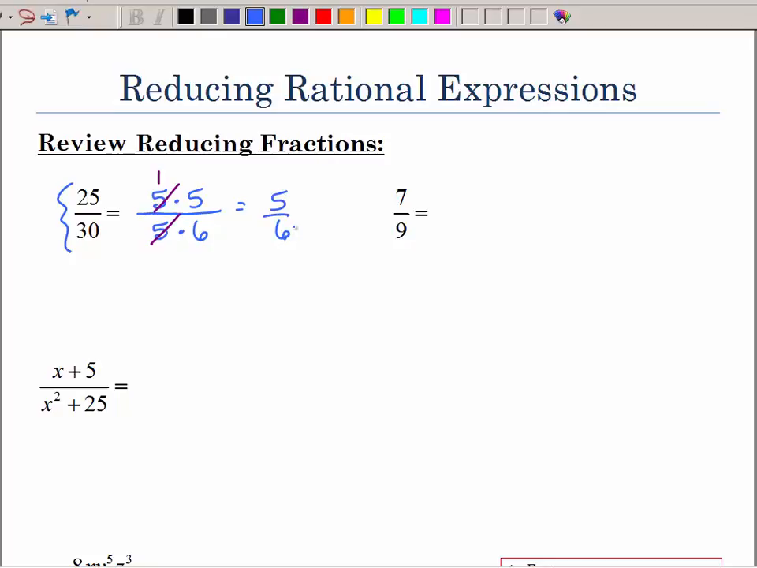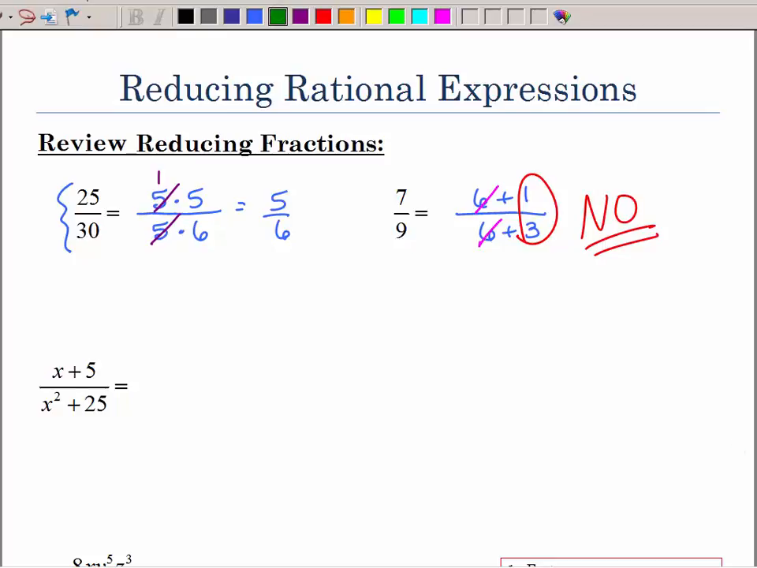Now let's look at 7/9. You should be saying, hey, that doesn't reduce. That's right. So could I do this? That 7 is 6 plus 1 and 9 is 6 plus 3. Can I cancel that out? Well, of course not. No, you cannot do that. 7/9 does not equal 1/3. That's just wrong.